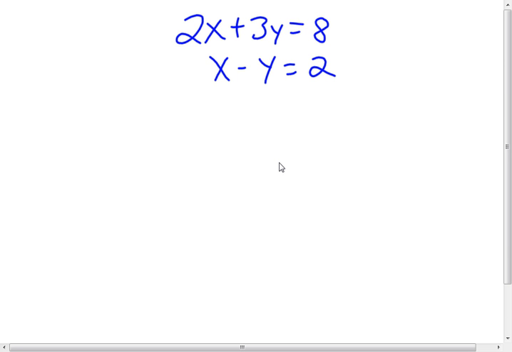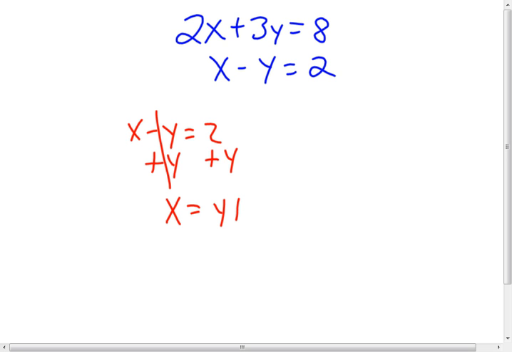So when looking at the problem that you see on the screen, the second equation, x minus y equals 2, it's very easy to put in x form, which is x equals something, in order to do our substitution. So let's take the second equation, x minus y equals 2, and solve for x. So we want x by itself, so we'll add y to both sides of the equation. So x equals y plus 2.